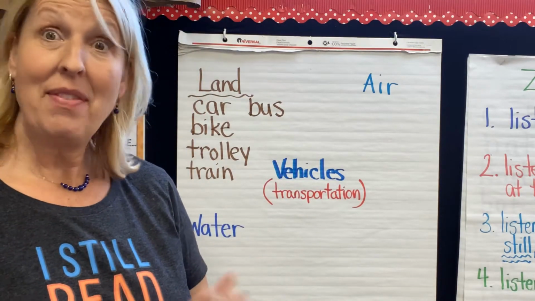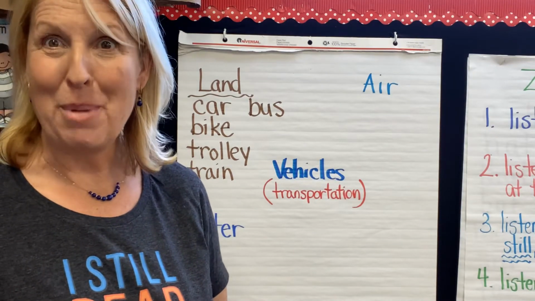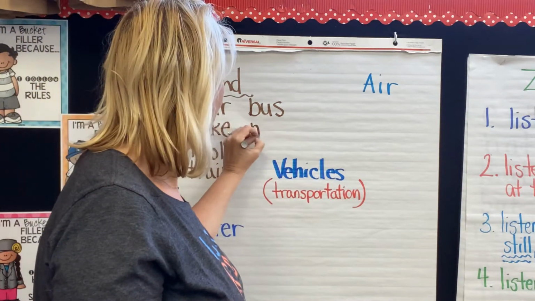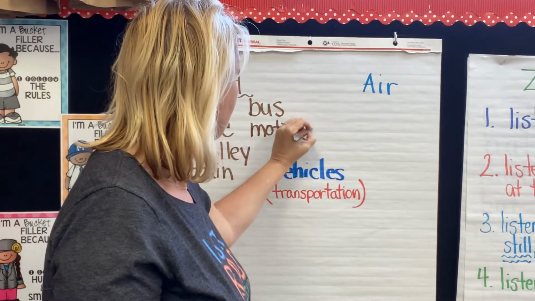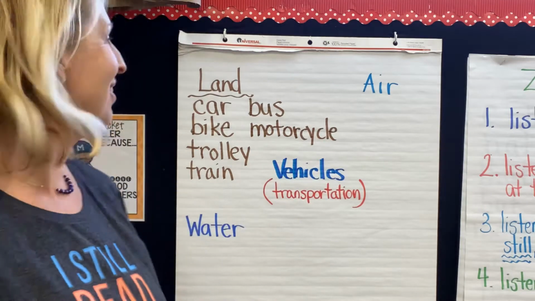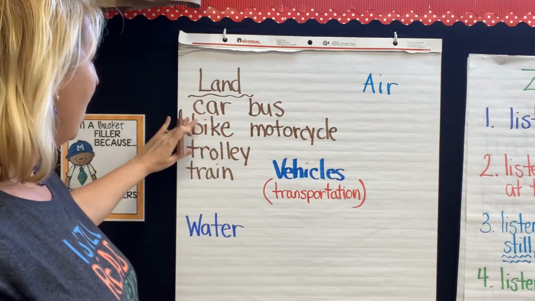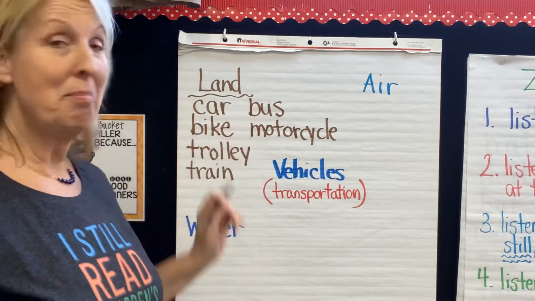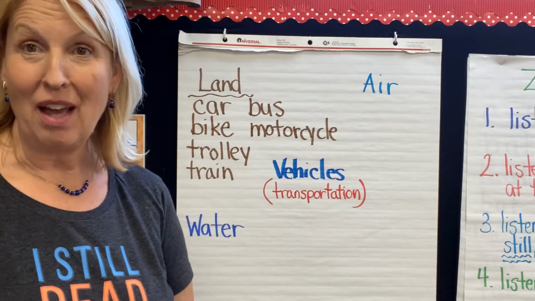And then another one I thought of that's similar to a bike would be a motorcycle. Did you think of that one? That's a really long word to write. So for land vehicles, we have a car, a bike, a trolley, a train, a bus, and a motorcycle. And there may be some other ones that you think of.